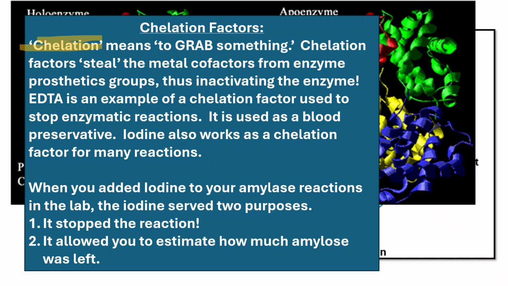In the lab, there's a more common one called EDTA. That's an abbreviation for a chemical group, but EDTA is the most common chelation factor that we use in the laboratory to stop a reaction. But in the biology lab earlier in the semester, you were stopping the amylase enzyme from digesting the amylose by adding iodine to it. Now, one of the reasons why we like to do that is because iodine will not only stop the reaction, but it will also react with the amylose and change color.